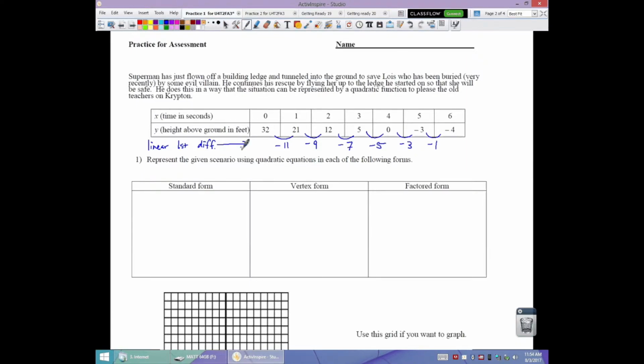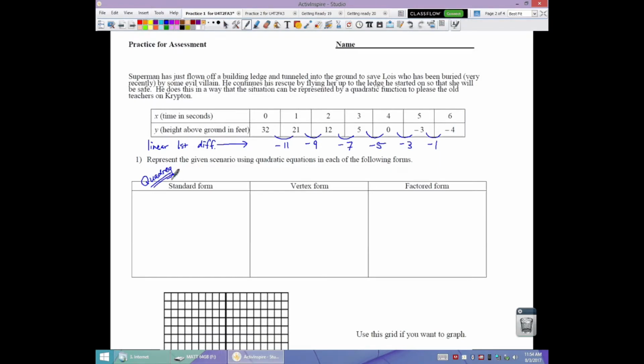So I'm not going to be able to jump right into the vertex form. I have one x-intercept, but I don't know if there is another one. I don't know if I just haven't seen it yet in the table, if it comes later. So I can't jump right to factored form either. That means we should find our standard form first. Hopefully, you will use your calculator and use the quad reg feature.